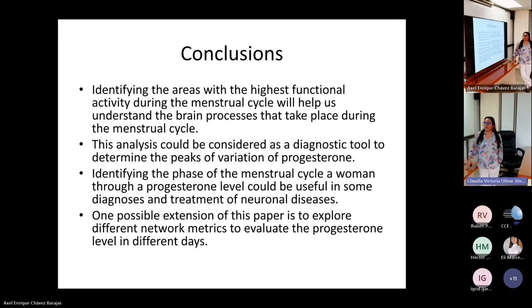Then we think that identifying the areas with the highest functional activity during the menstrual cycle will help us understand the brain processes that take place during the menstrual cycle. This analysis could be considered as a diagnostic tool to determine the peaks of the variation of the progesterone. Identifying the phase of the menstrual cycle of a woman through the progesterone level will be useful in self-diagnosis and treatment of neural diseases. One possible extension of this paper is to explore different network metrics to evaluate the progesterone level on different days. And that's all.